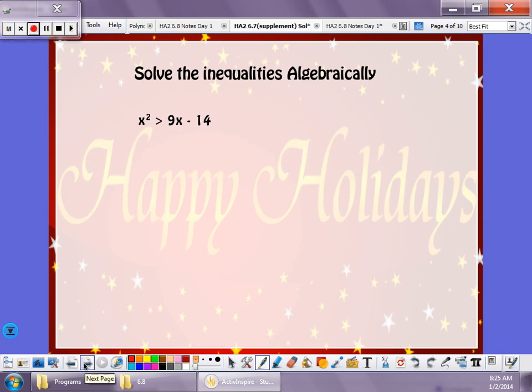All right, so this is an example of an algebra of a quadratic. So this is exactly what we were doing before, okay? So the first thing you want to do is just set it equal to 0, or get it equal to 0. So x squared minus 9x plus 14 is greater than 0. All right, and then we want to solve for our zeros. So you do that using the ACB method that we all love so much.